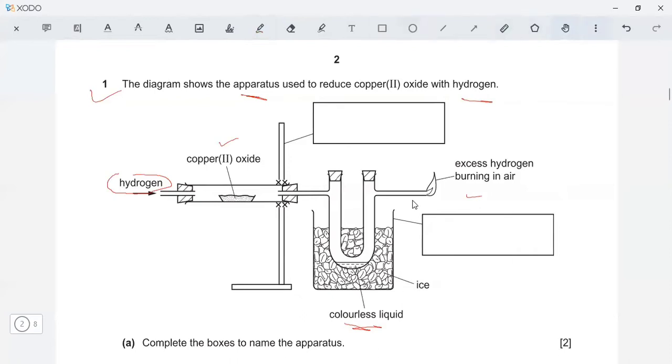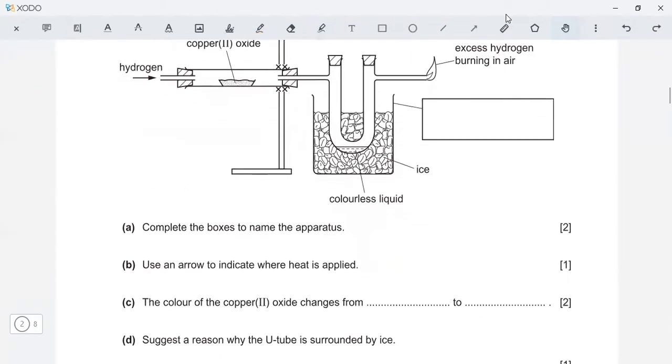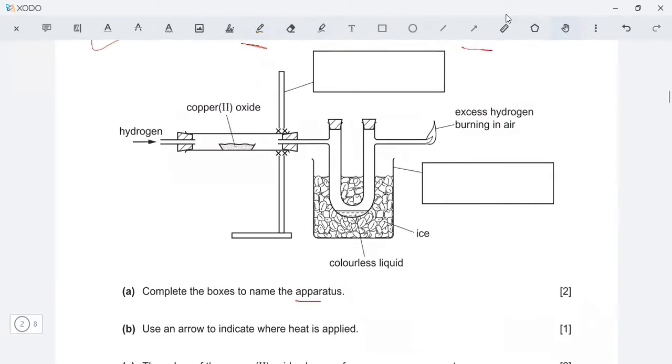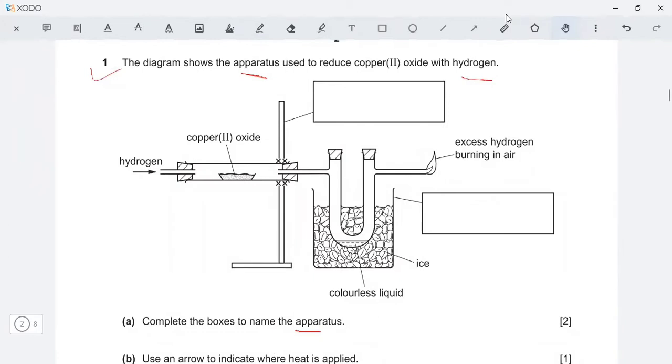So let's see how we're going to answer this type of question and basically what they have asked. The first one is A, complete the boxes to name the apparatus. So we are going to write the name of this apparatus here. Here you could see one box and another box. So what is the name of this equipment? Basically it is just a stand, or you can say retort stand. Isn't it? It's very simple.